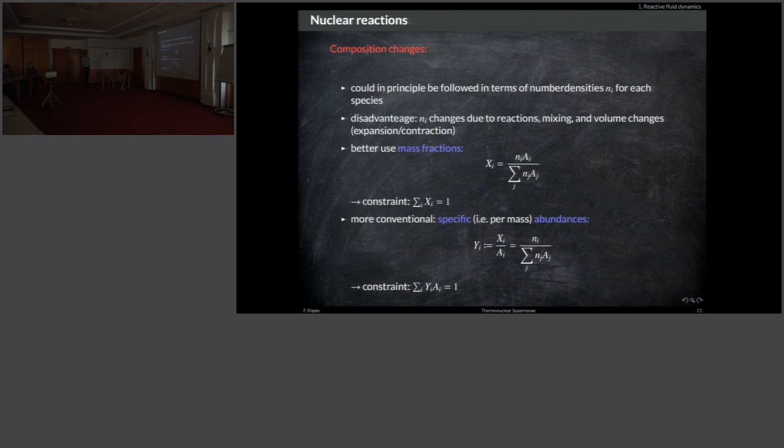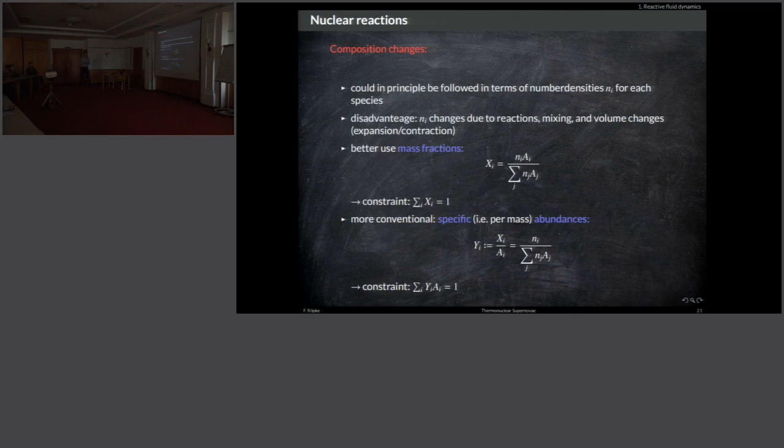So therefore, instead of using number densities, we follow the composition changes in terms of mass fractions as defined here. The mass fraction is defined as the number density of species i times the atomic mass number of that species, divided by the sum over all the masses that we have in the material. That, of course, gives rise to the constraint that the sum over all mass fractions of all species should add up to 1.